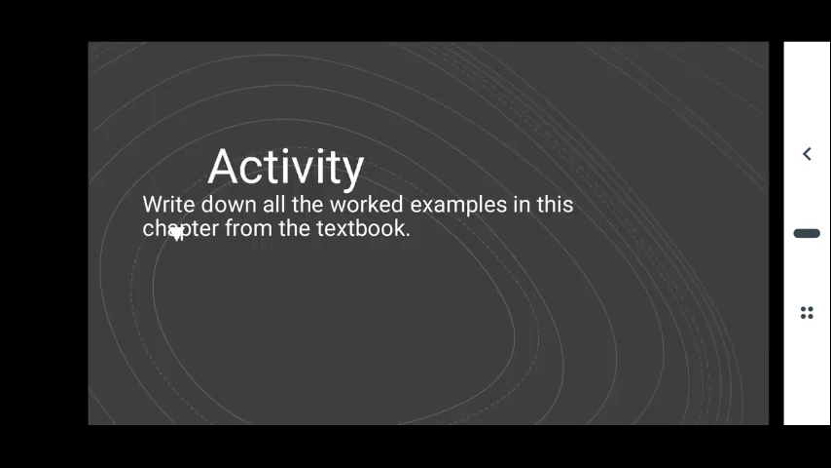So today's activity, students, after going through this, you have many worked examples in the chapter relating to the formulas whatever we have discussed now. Just go and write all the example problems in your project books.